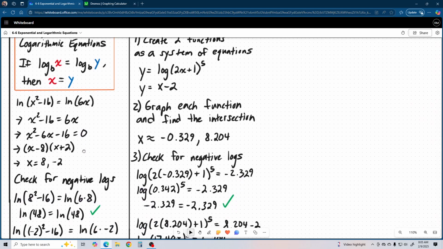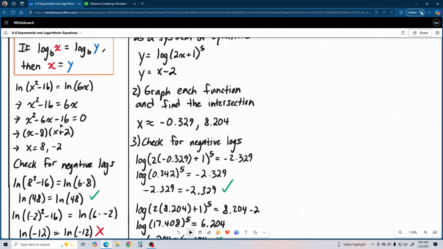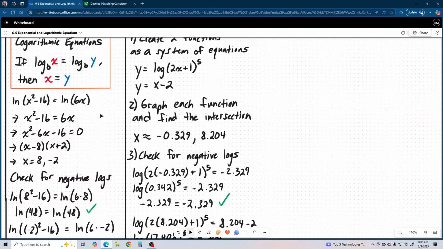Now it's a trinomial factoring situation. What multiplies to get negative 16 that adds to make negative 6? And of course, this is negative 8 plus 2. And now we have x equals 8 and x equals negative 2, because we set these both equal to 0. X would equal 8, x would equal negative 2. So we have our two answers here, which makes sense because we have a quadratic, so we should have two answers.